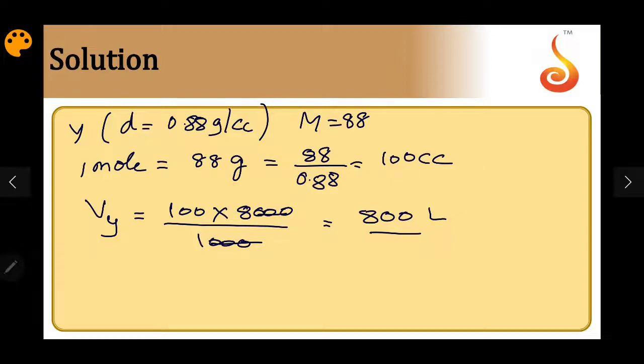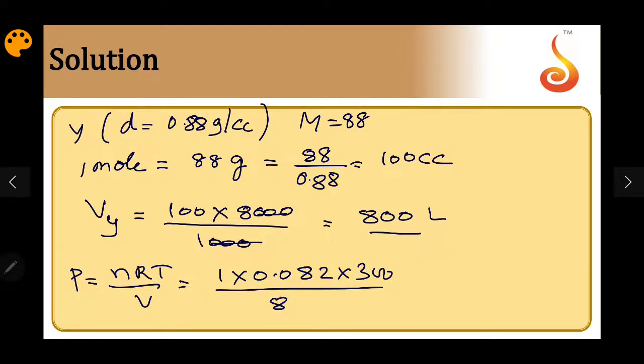So substitute that. P is equal to nRT by V is equal to 1.082 into 300 divided by 800 into 760. So this comes to 23.4 millimeter. So I get the pure vapor pressures of X and Y. Once I get it, it's the same calculation.